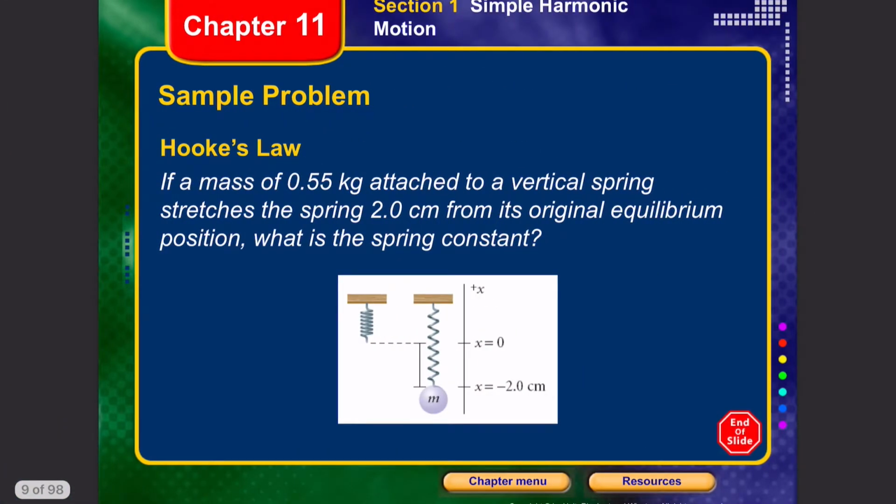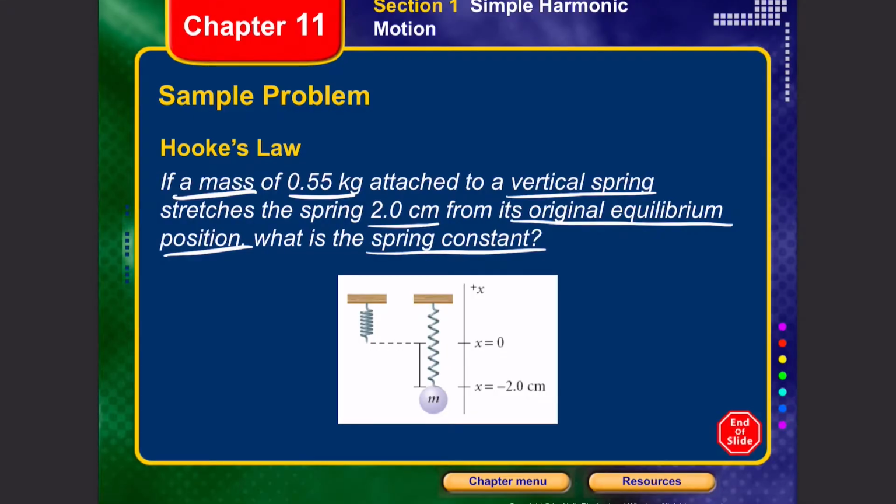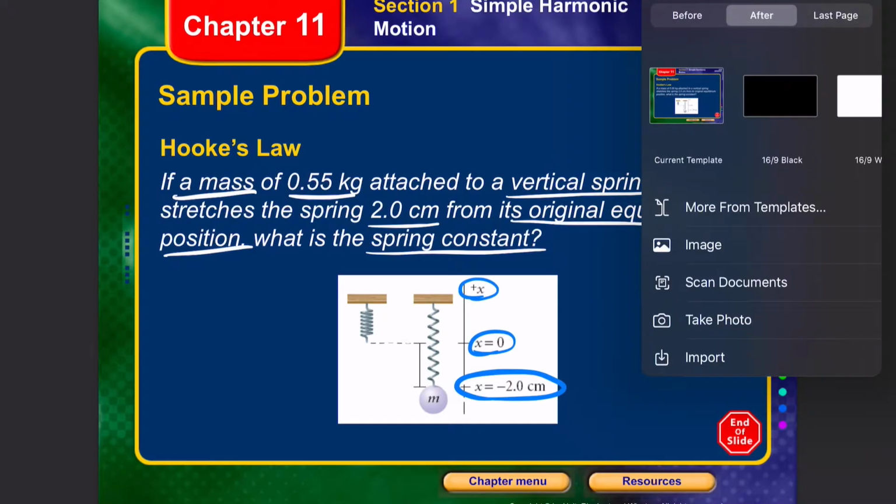So let's take an example. What is given here? If a mass of 0.55 kilograms attached to a vertical spring stretches the spring 2 centimeters from its original equilibrium position, what is the spring constant? So it has stretched the elastic spring from its rest position to a displacement of negative 2 centimeters, and we are starting at 0, with plus x in the opposite direction. Now they are asking us to find the spring constant.